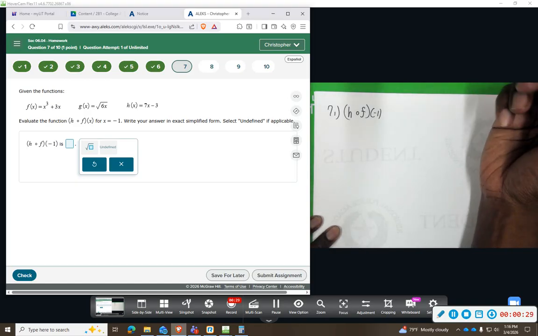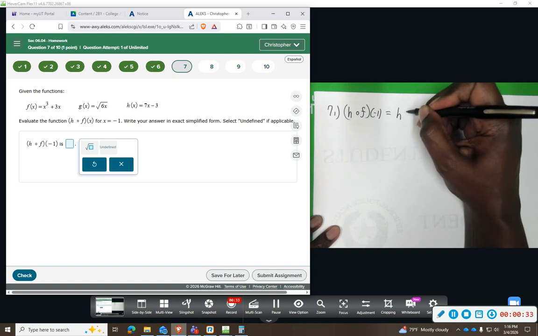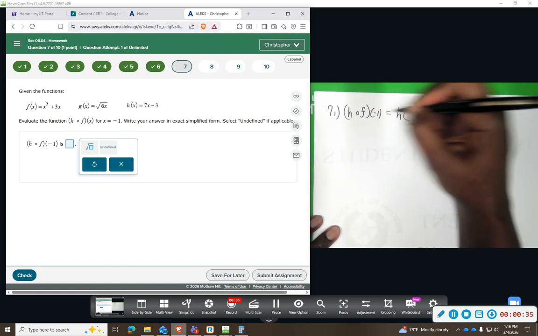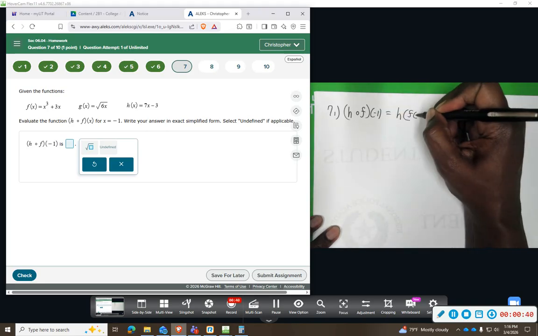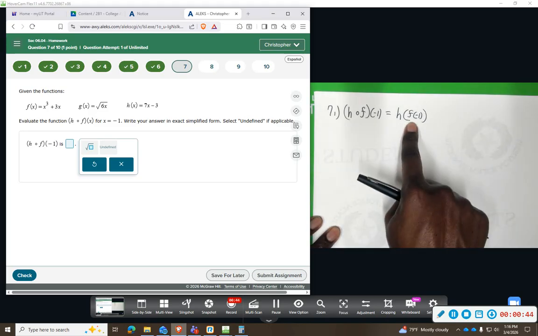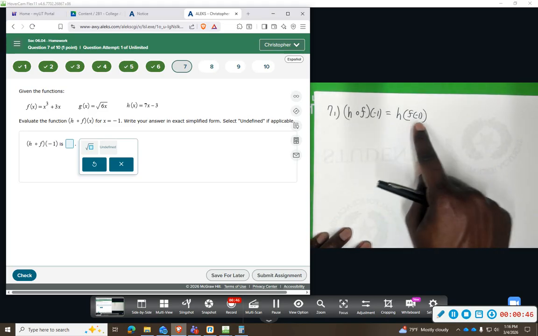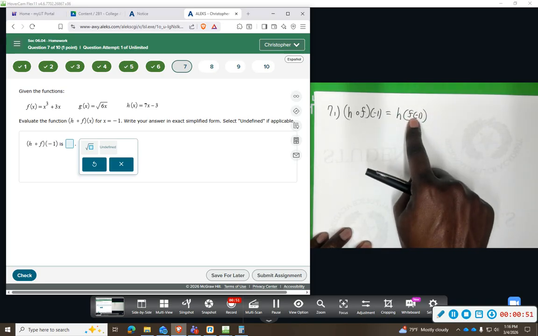So I'm going to give you the symbolic form. What we're doing is we're going to take the h equation, and in the place of x, we're going to replace that with the f equation, and we're going to plug in a -1 for where the x should be. So it's pretty much like a double plug-in. So what we're going to do when we do this, we're going to work inside out. So we're going to start with f of -1.